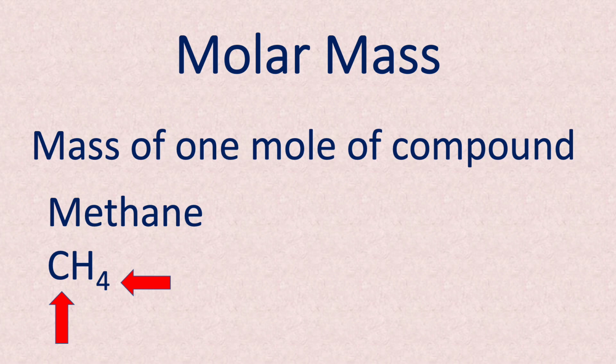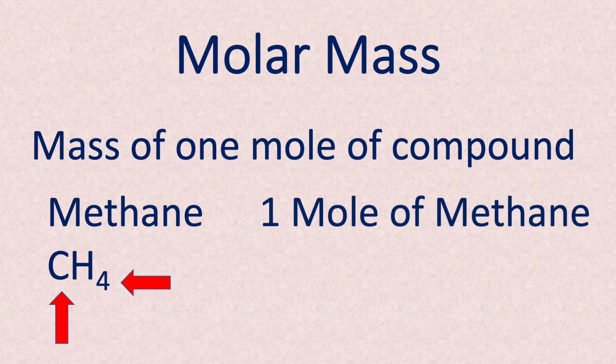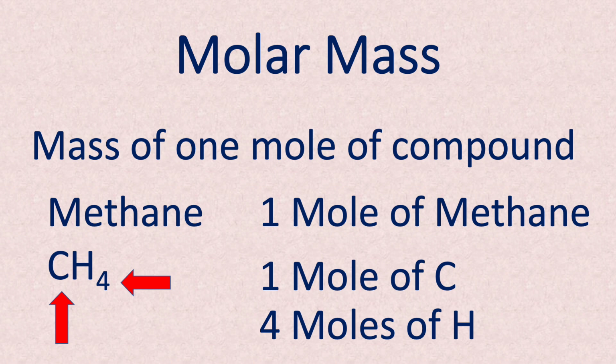But we can also think of this in terms of moles. Think of 1 mole of methane molecules. There would be 1 mole of carbon and 4 moles of hydrogen. To find molar mass, we need the atomic weights from the periodic table.